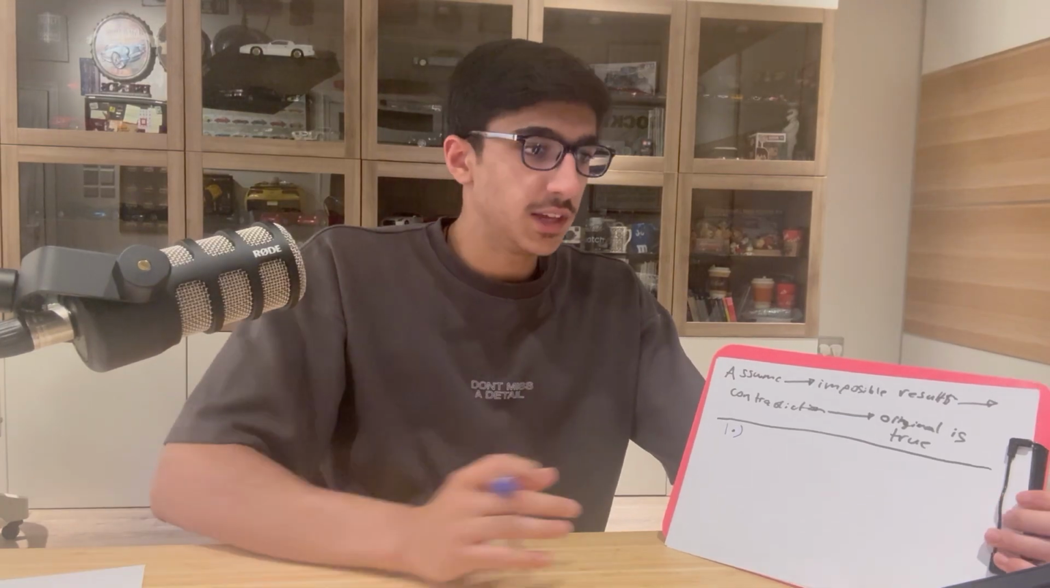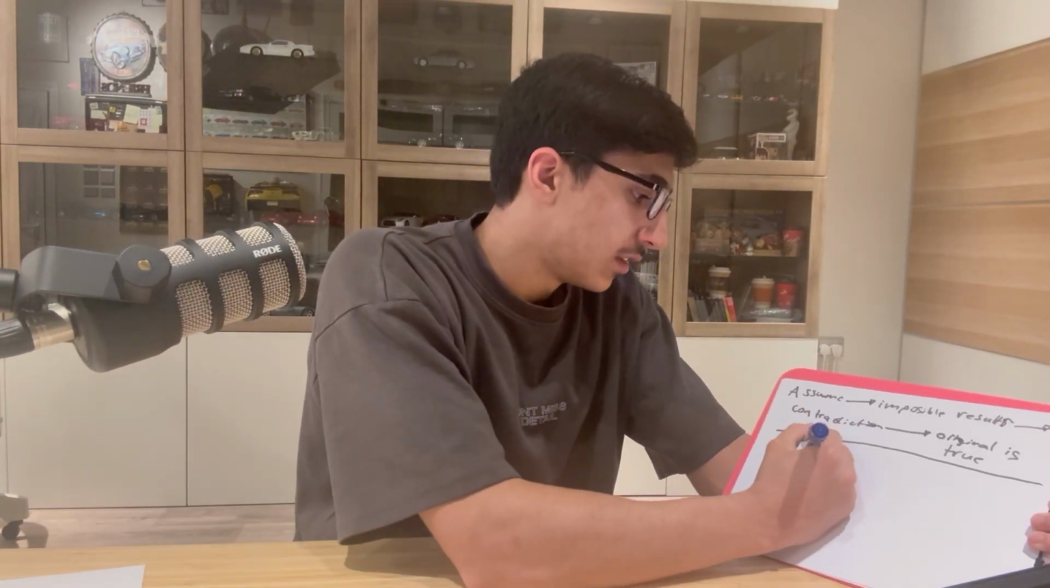Okay, step number 1. As we said earlier, start with the given: n to the power of 2 is even. So let's assume that n to the power of 2 is even. Okay?